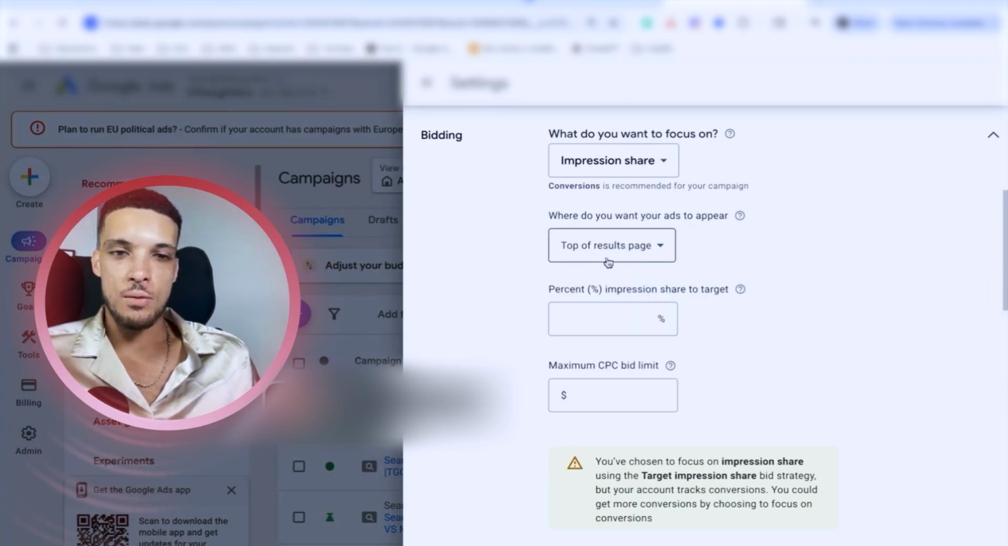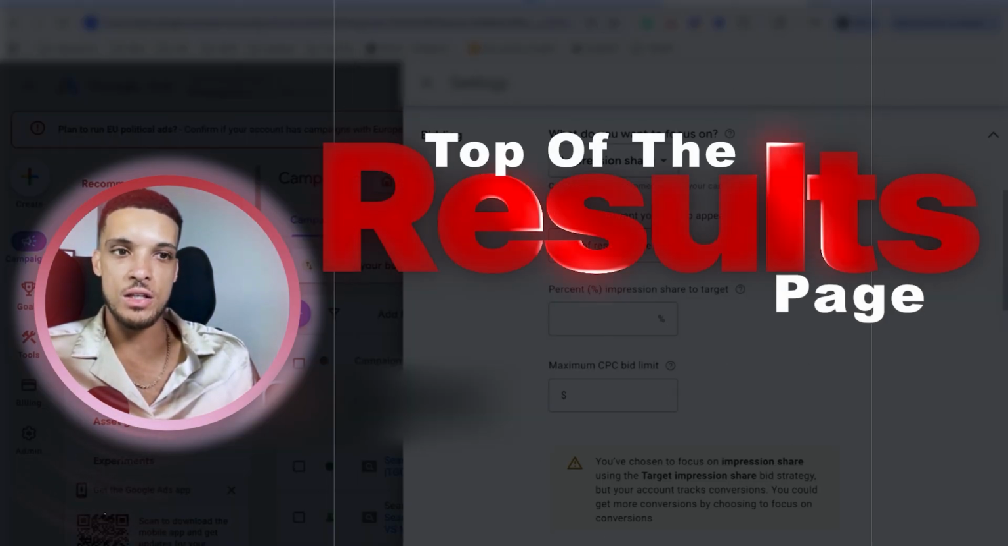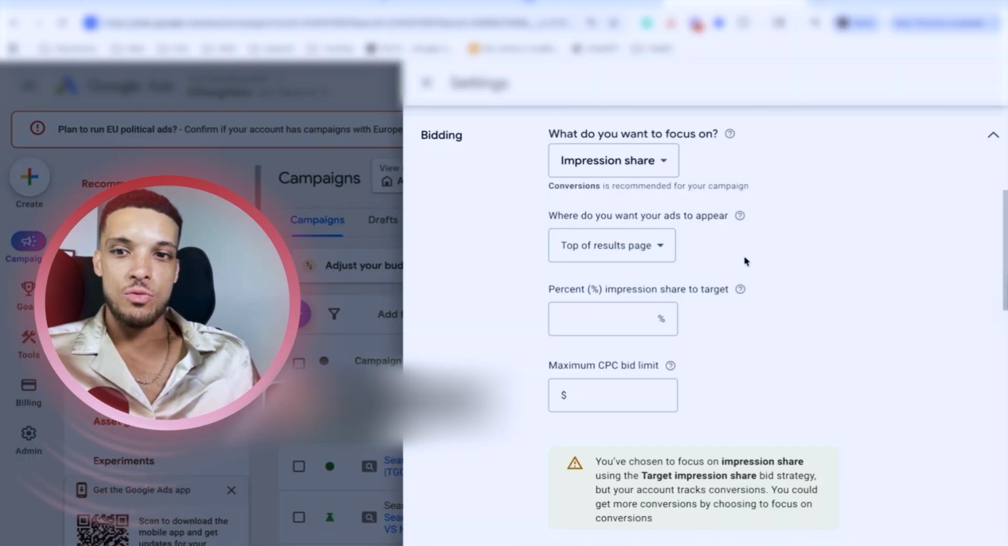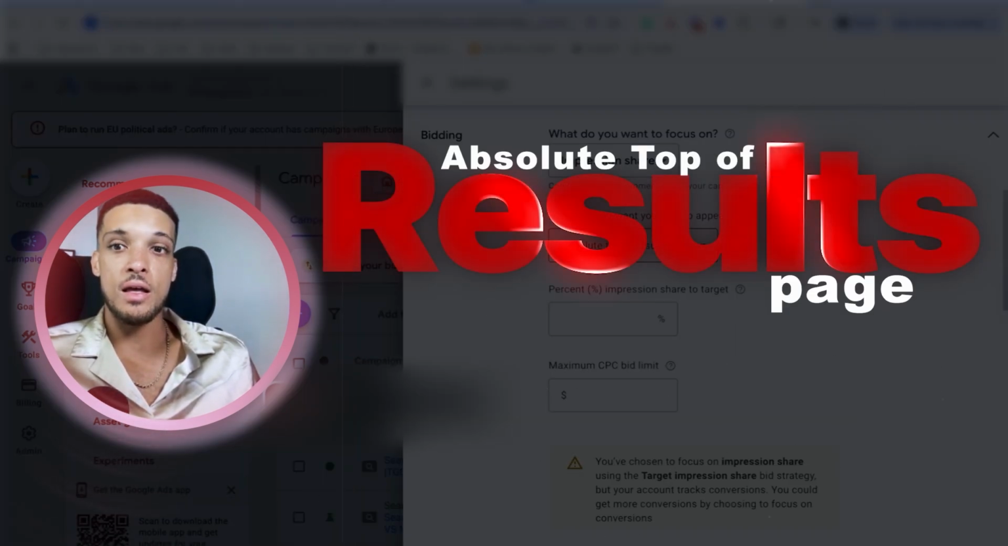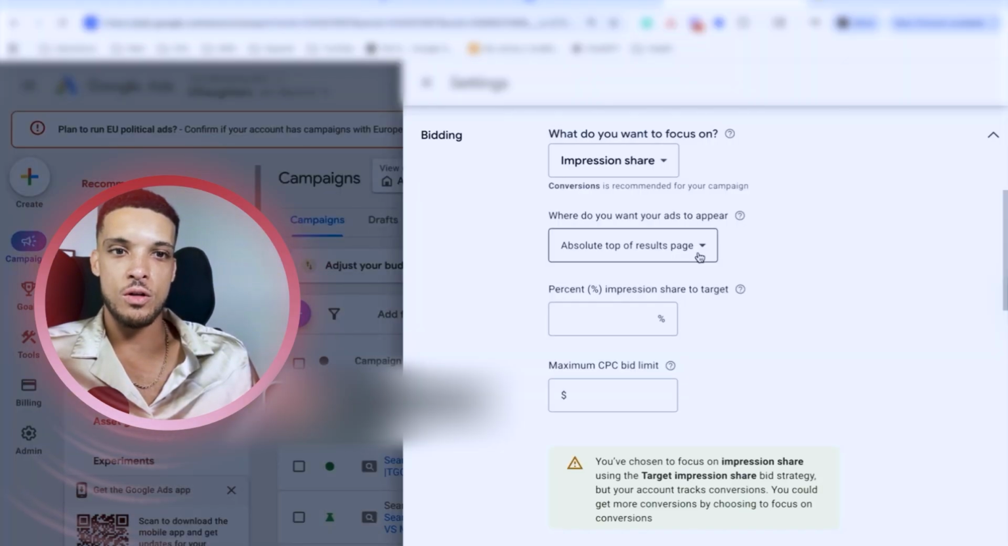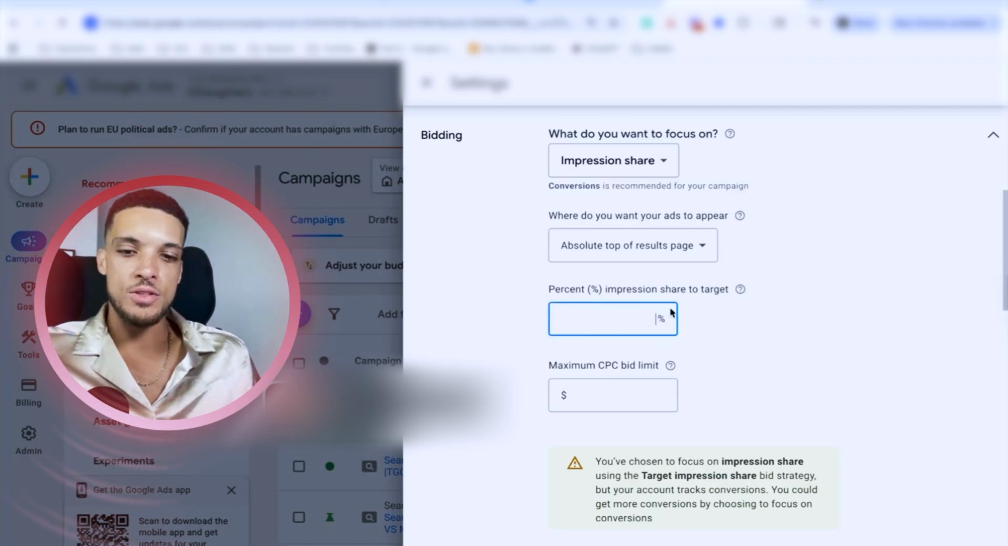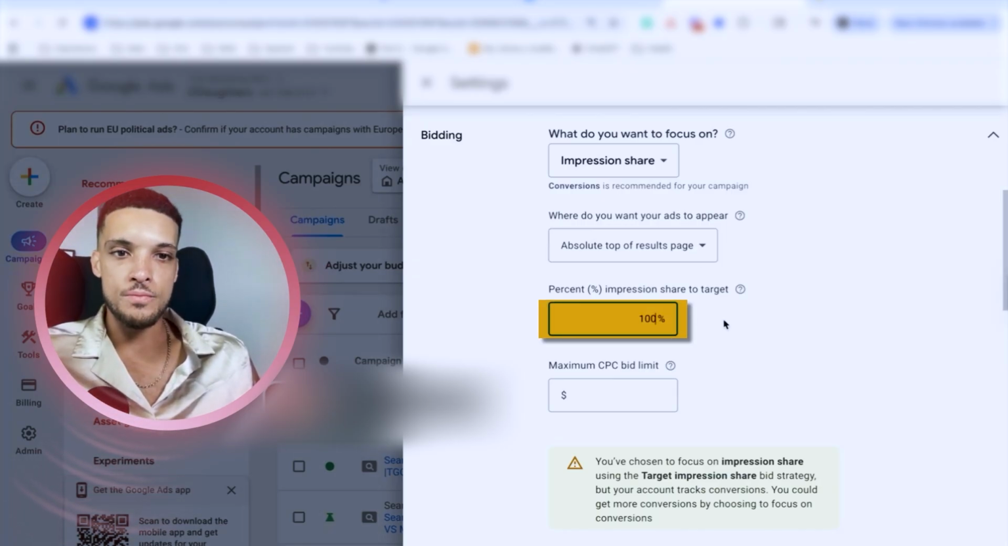And that's where this setting comes in. Top of the results page is essentially you're going to be either position 1, 2, or 3 on the Google search results page versus just being anywhere below the fold. And then absolute top of page results would be in position 1. So you want to be in position 1 a certain percentage of the time, whether for a certain keyword you want to be above your competitors or something like this. And you can put that percentage here anywhere between 1 and 100%.